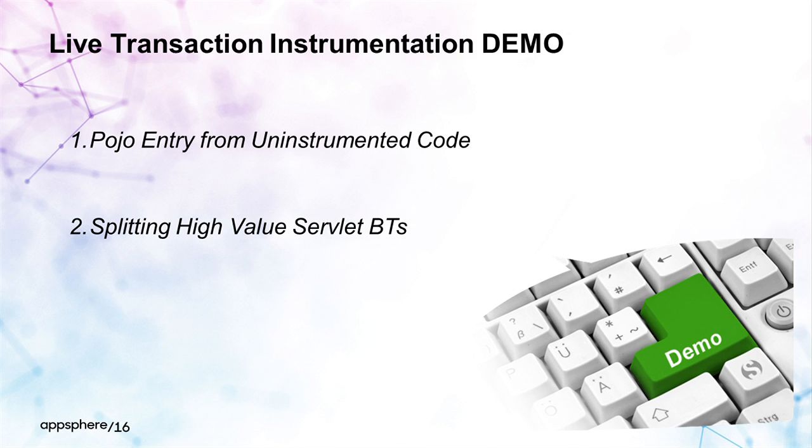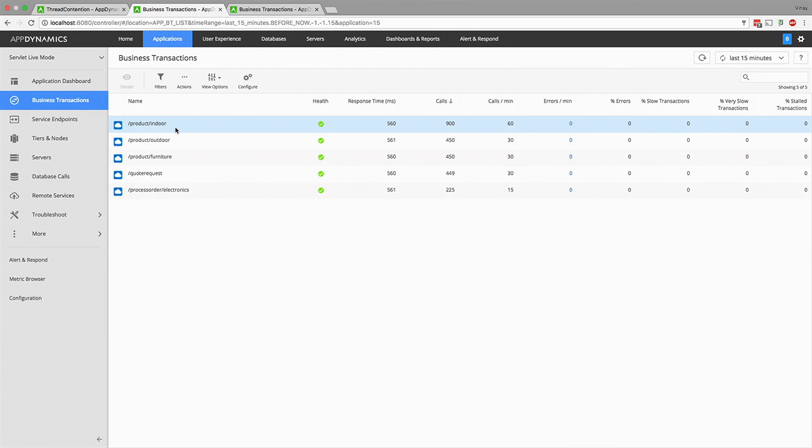So the next thing we want to quickly show as well is how you can use the live introspection feature that we built for splitting servlet transactions to get more granular high-value transactions. So let's look at this sample application here. I have a product store application. And automatically we will split servlet transactions by the first two URI segments. But I know for a fact that in this application, I'm using certain parameters to look at specific indoor products, such as furniture, electronics, and different product categories.